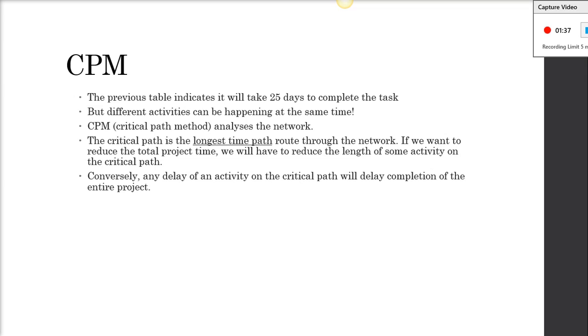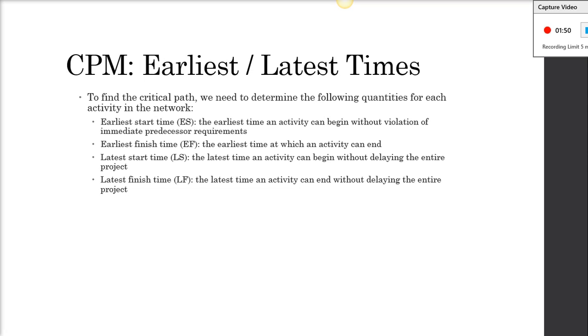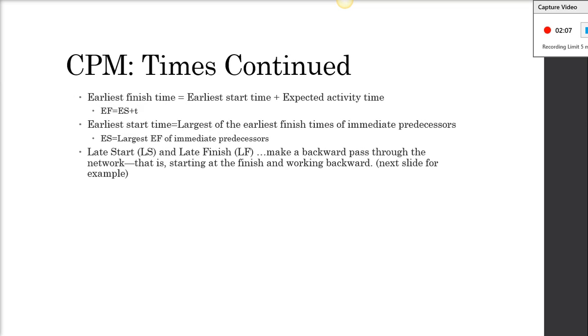And if you lower the time that it takes to accomplish one of those tasks on the critical path, your critical path could change. It could be fluid, and in many cases it will be fluid. Conversely, any delay on the critical path will delay the completion of the entire project. With the critical path, you have earliest and latest start times. Each activity has an earliest possible start time and an earliest possible finish time. They also have a latest start time and a latest finish time.